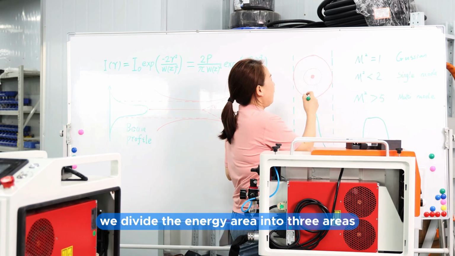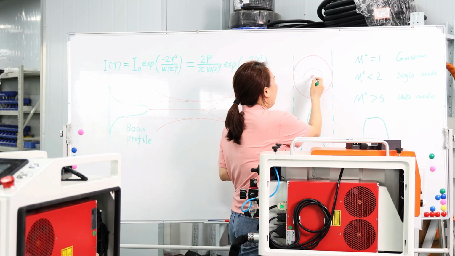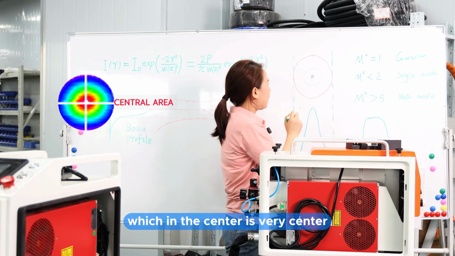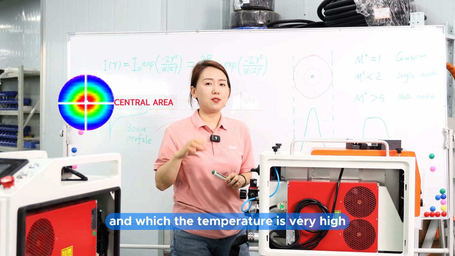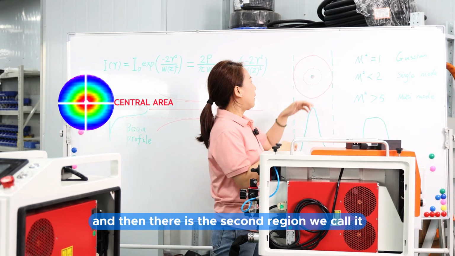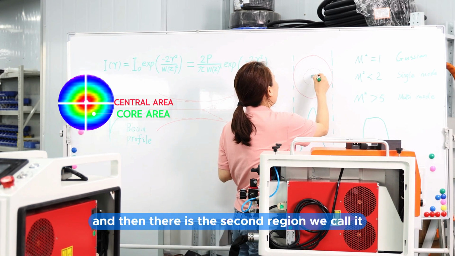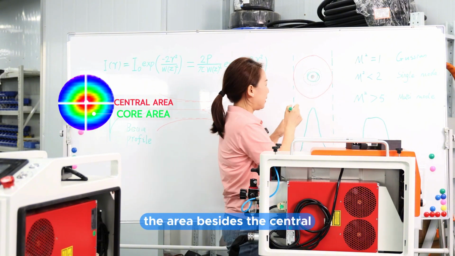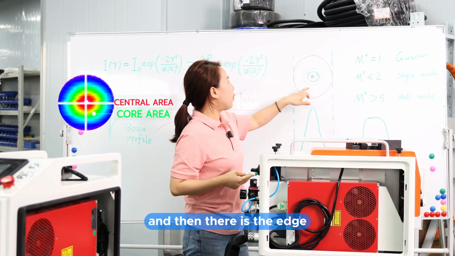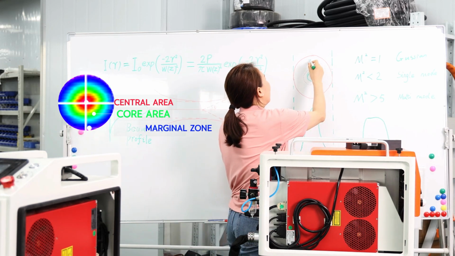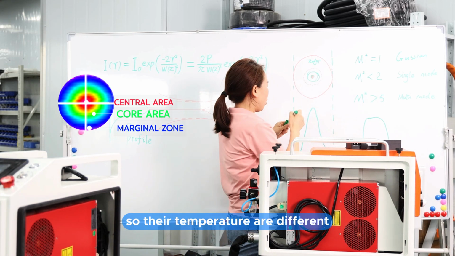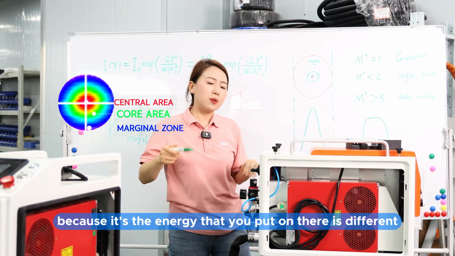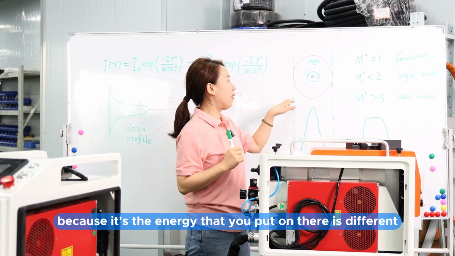normally we divide the energy area into three areas: the very center, where the temperature is very high. And then there is the second region, we call it the area beside the central. And then there is the edge. So their temperatures are different, which means the energy that you put on there is different.